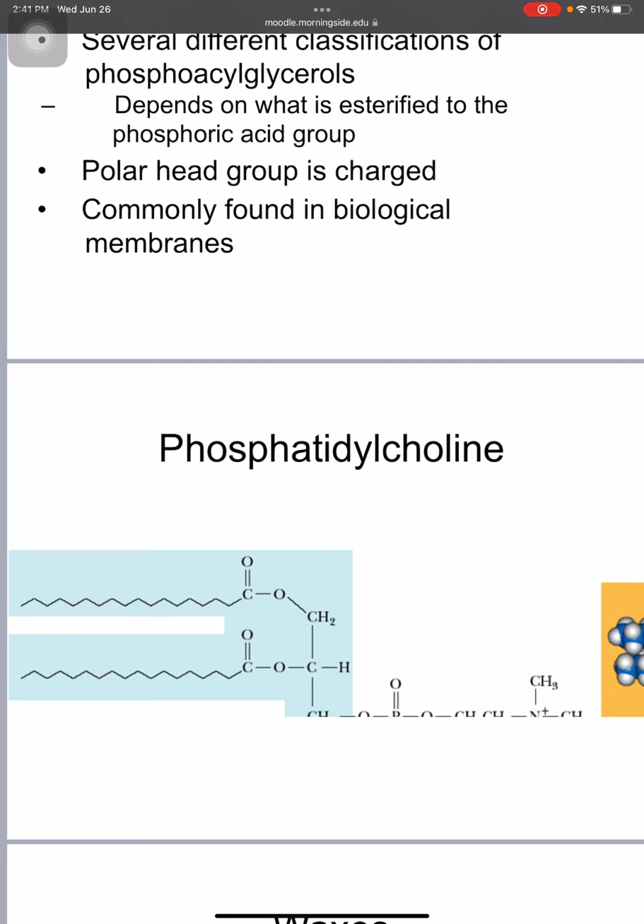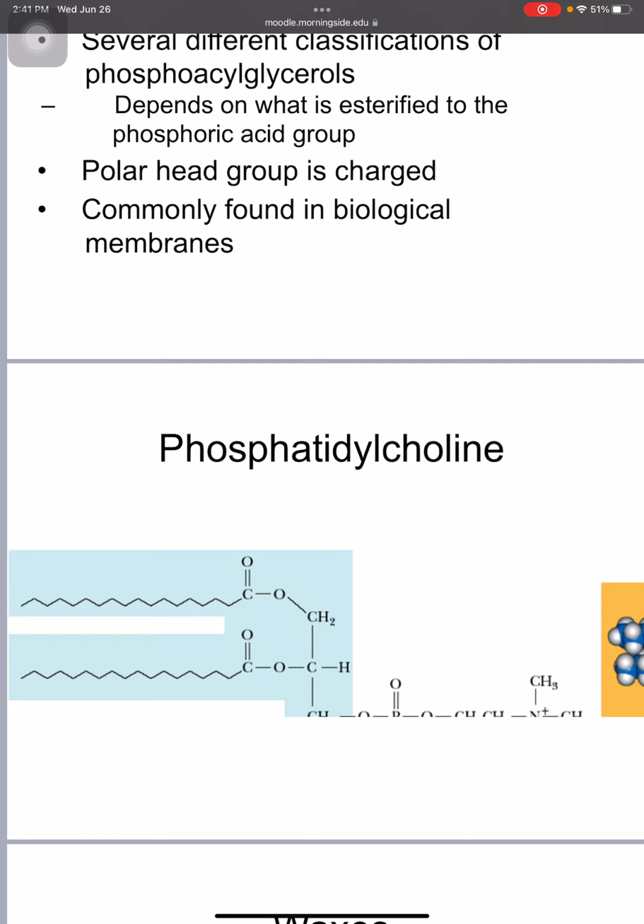One thing in general about phosphoacylglycerols is that you're going to see a lot of them that are found in biological membranes, right? This includes cell membranes, this includes nuclear membranes, this includes larger membranes that are more like tissue membranes. They have large amounts of lipids in them, and a large percentage of these lipids are phospholipids or phosphoacylglycerols.